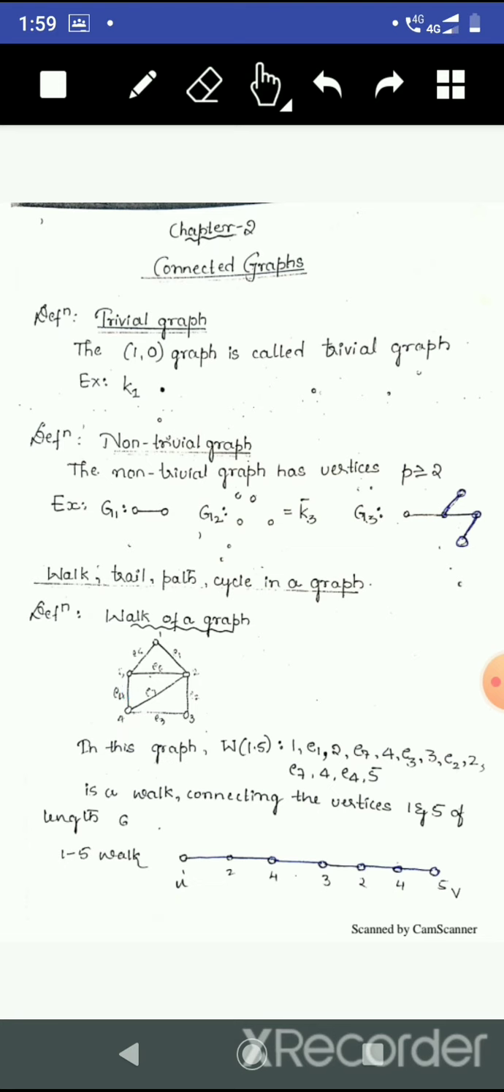So the walk contains 6 edges. Therefore, this walk connects vertices 1 and 5 with length 6. Length 6 means it contains a total of 6 edges. Therefore, the length is called 6.